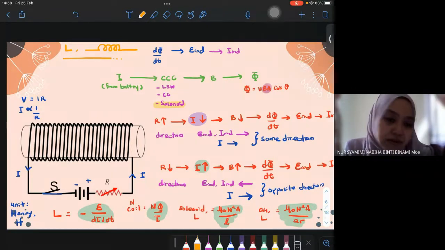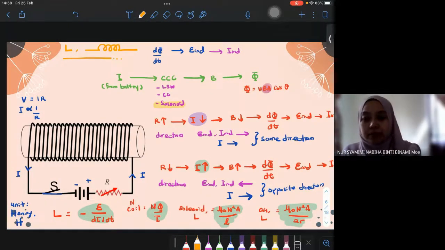Okay. So, that's for 5.3 sahaja. Okay. So, why this subtopic is important? Kalau kamu dah faham self-inductance, it will become easy for you to understand 5.5, which is mutual inductance. Okay. So, self dah faham, mutual lagi senang untuk kamu faham.